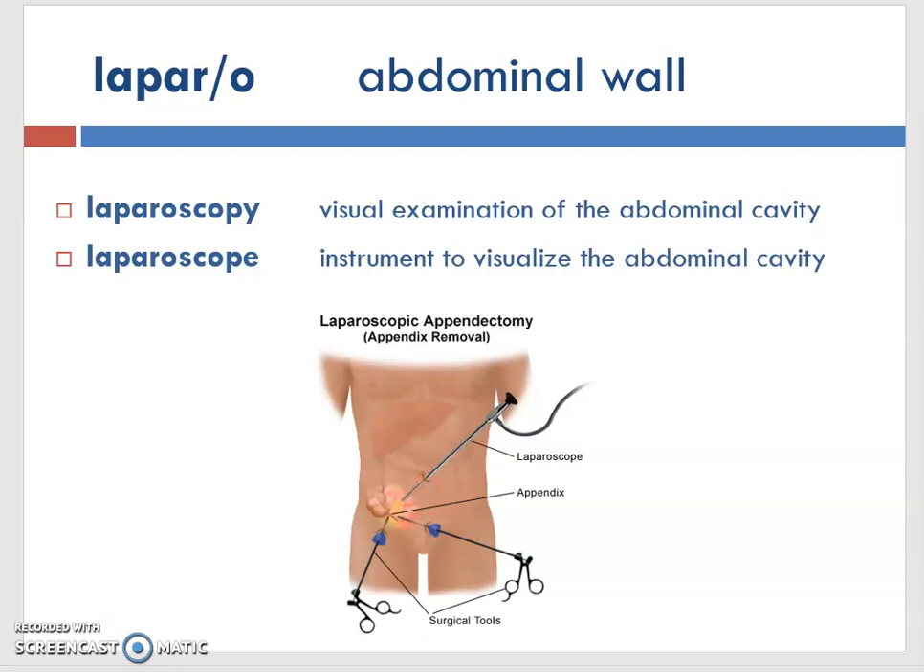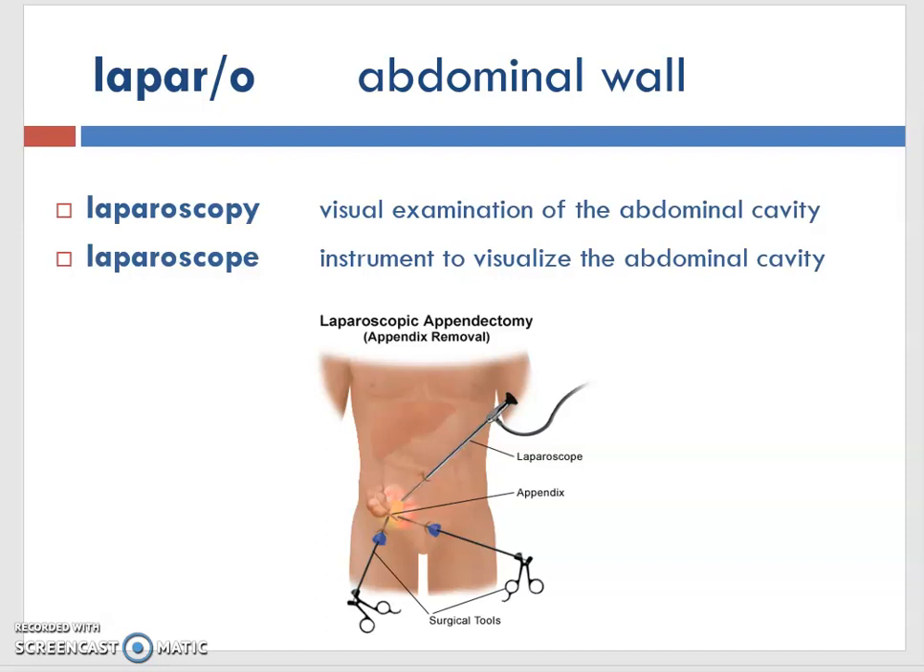Okay, so referring back to a form of surgery I mentioned earlier in the lecture, we're using the combining form laparo to describe the abdominal wall. Just at the end of the last segment, we were talking about appendicitis and appendectomy, and those are usually performed in a laparoscopic setting. And so they're performing the act of laparoscopy, the visual examination of the abdominal cavity, using a laparoscope, which is an instrument used to visualize the abdominal cavity.